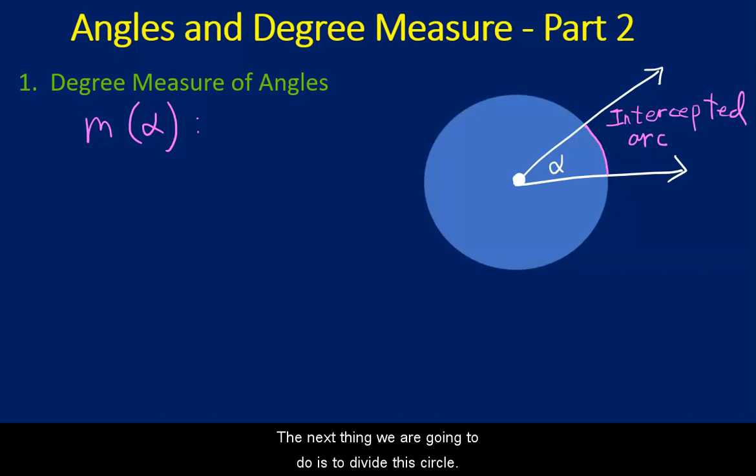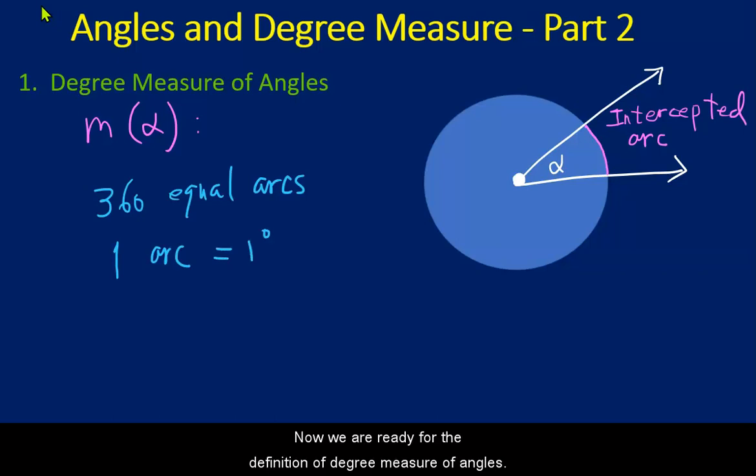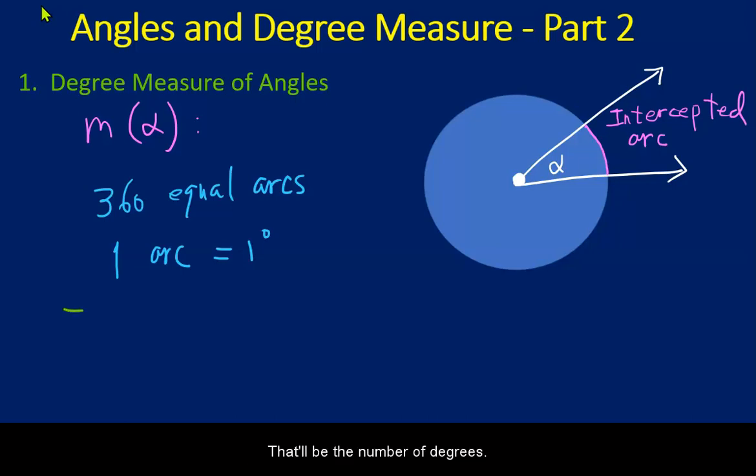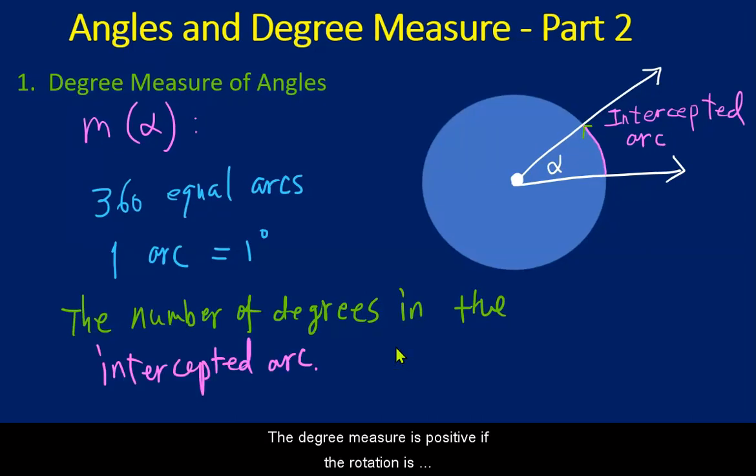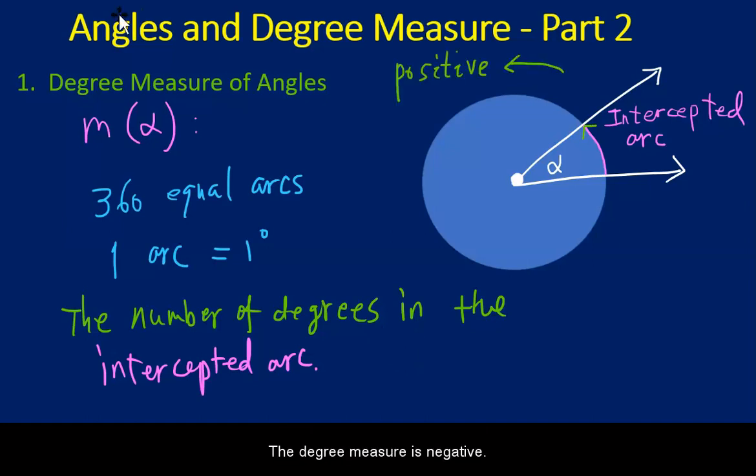The next thing we are going to do is to divide this circle into 360 equal arcs, and each arc is 1 degree. Now we are ready for the definition of degree measure of angles. That will be the number of degrees in the intercepted arc. The degree measure is positive if the rotation is counterclockwise. The degree measure is negative if the rotation is clockwise.